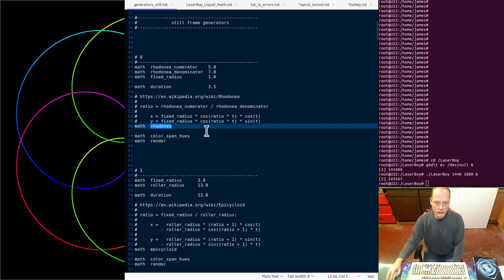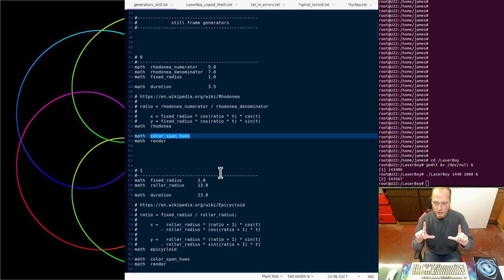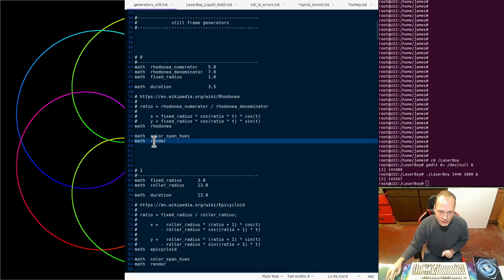Then this doesn't do anything, it's here for you to see. This is where the generator is called, which generates the single frame, puts it in a frame set into the registers, and then color span hues is called upon that, which puts the palette of hues through it, and then render. It's rendered into LaserBoy space, so you can see it when in the running application.